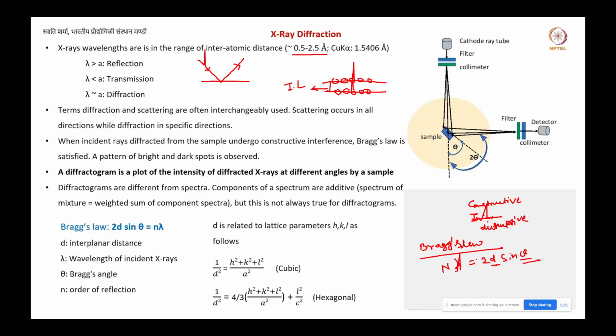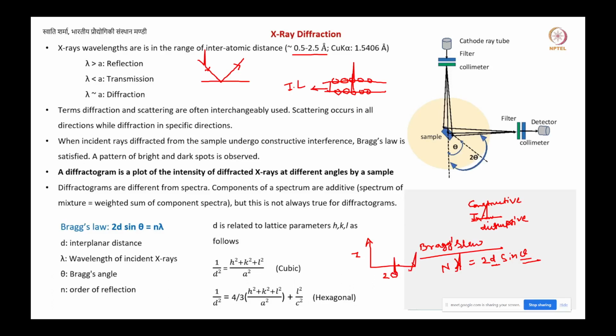A diffractogram is a plot of the intensity. Suppose you have done this characterization and you want to analyze your material. As a result, you will have intensity on the y-axis and 2 theta on the x-axis.